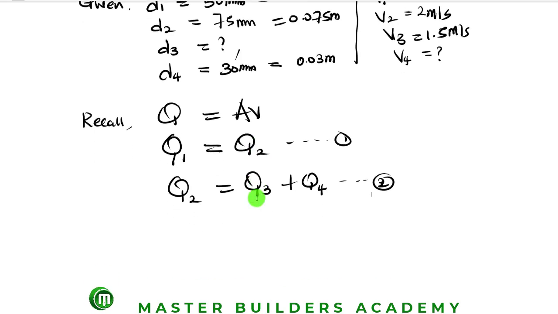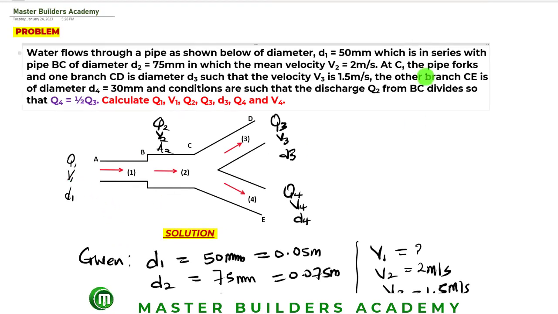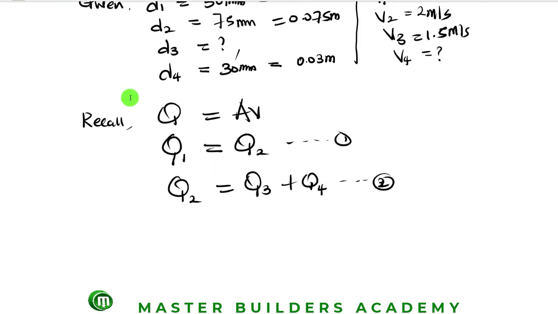Now again, from the question, if you look at the condition here, we are told that the relationship between Q3 and Q4 is such that Q4 is equal to 1 over 2 times Q3, half of Q3, as you can see on the screen right here. So we're given that Q4 is equal to 1 over 2 Q3, which is the same thing as 0.5 times Q3. We'll call this equation 3, right?